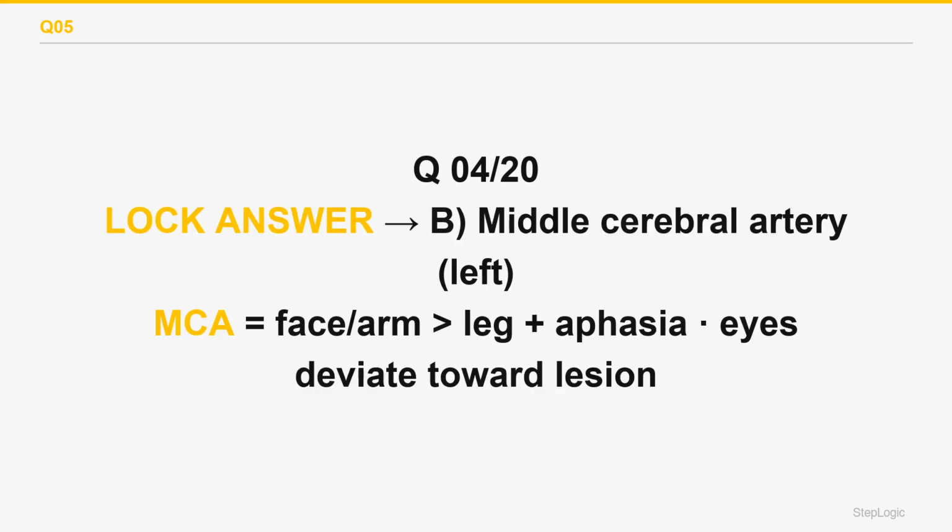The key contrast is the anterior cerebral artery, choice A, which supplies the medial cortex and causes leg weakness greater than the arm and face, the opposite homuncular pattern. Atrial fibrillation is the embolic source. Face and arm over leg plus aphasia point squarely to the MCA.